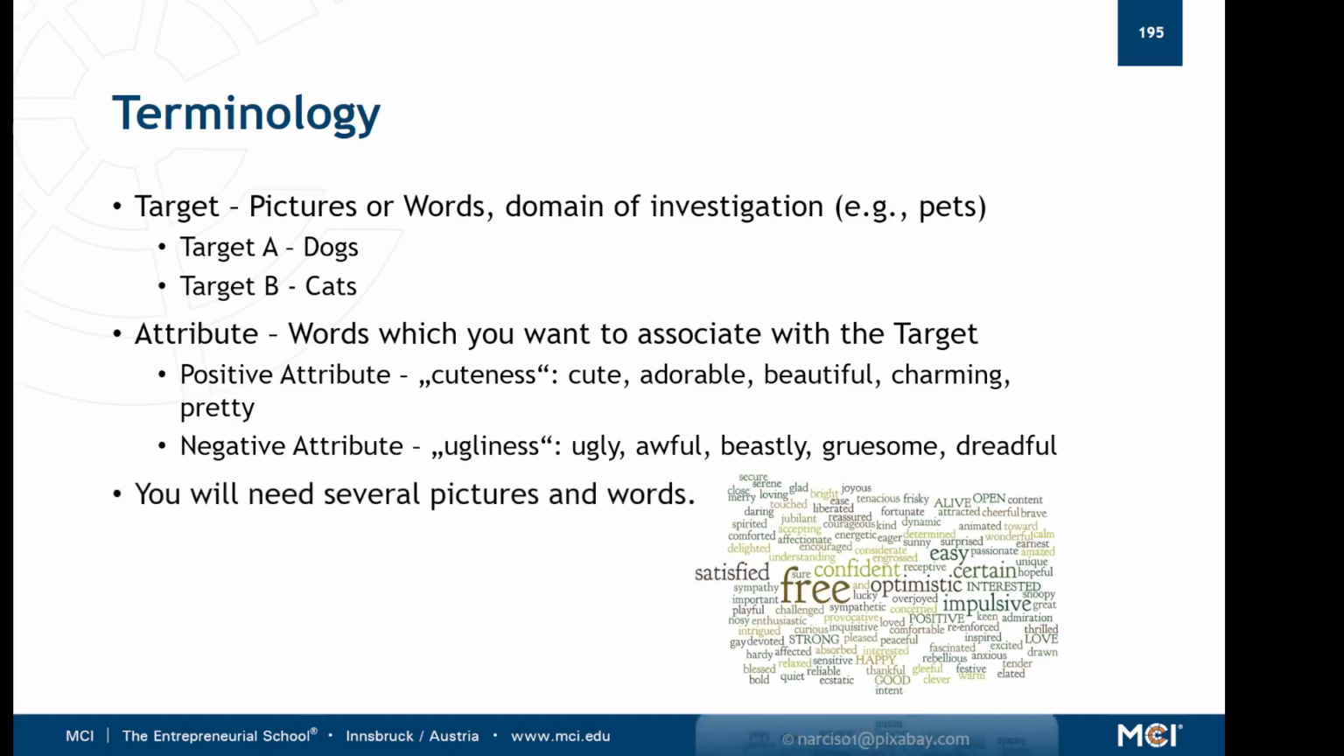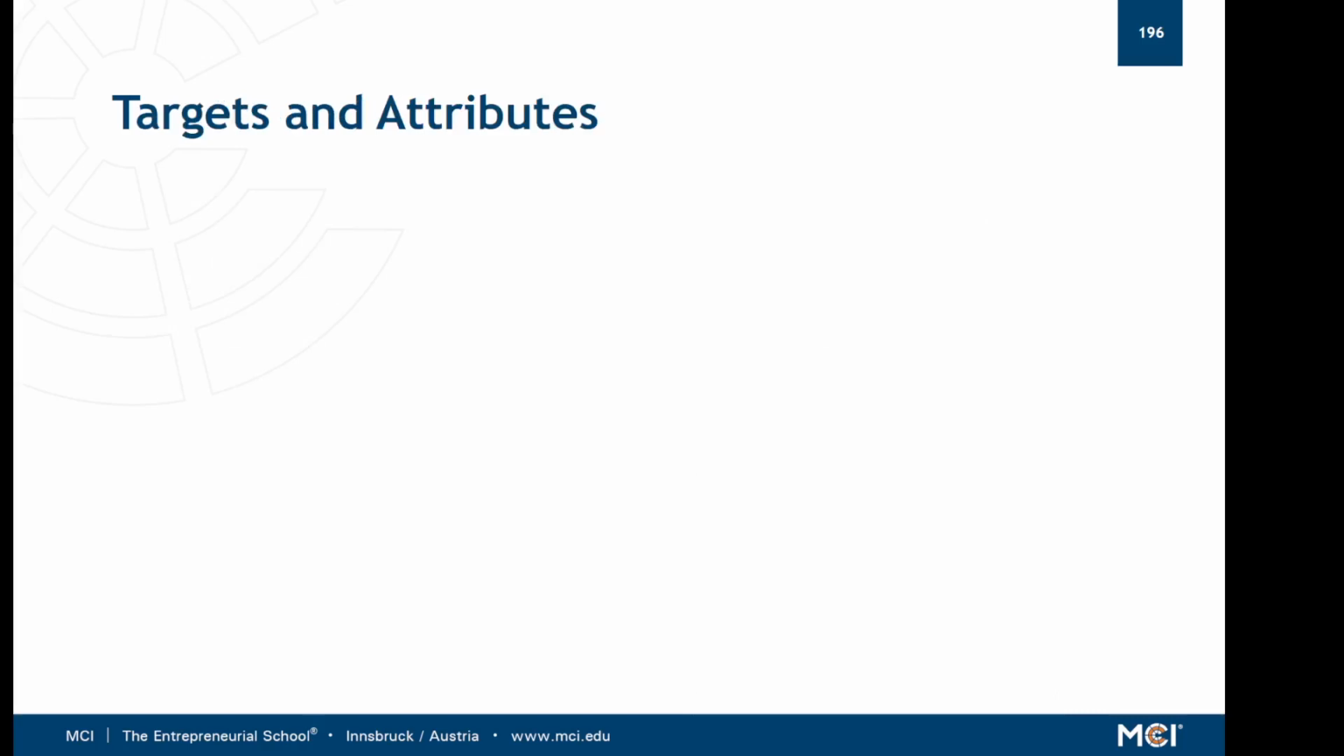And for this test, you will need these sets of words, or you will need sets of pictures and sets of words. And next, I'm going to show you how you can find these pictures and how you can find these words and how you can build an implicit association test. Today, we talk about it in theory. In one of the next episodes, we are going to talk about the software and how you can run an implicit association test. So the target and attributes, what should you use, pictures or words?